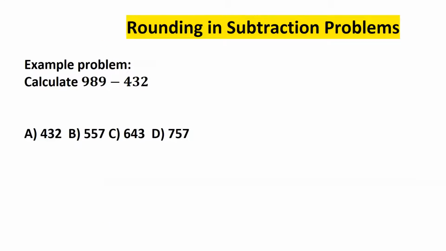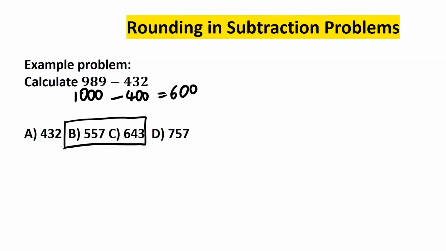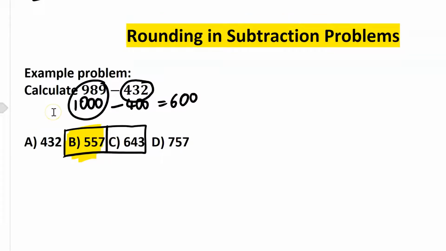We can do a similar thing with subtraction problems. In this example problem, I've got 989 minus 432. 989 is approximately 1,000, and then I'm subtracting about 400. So I should get about 600. Looking at these options, I'm choosing between those two. 989 is very close to 1,000, and I'm subtracting a lot more than 400. So I'm going to expect to get a response lower than 600 because I'm taking away more than 400. So I'd settle with option B and then move on to the next question.